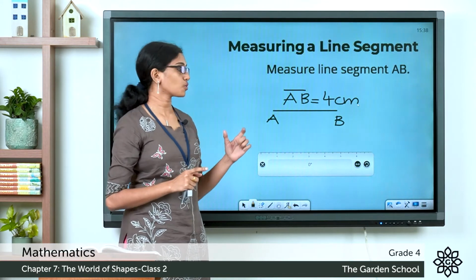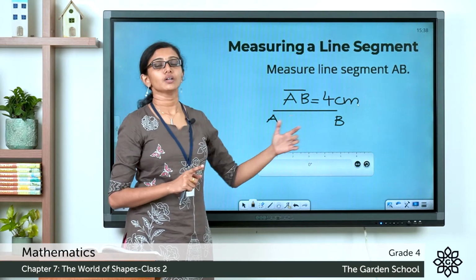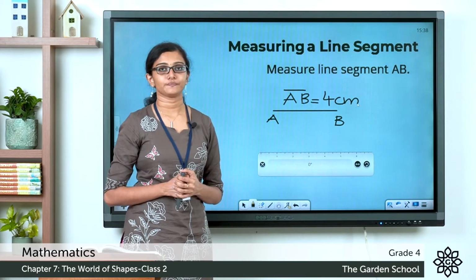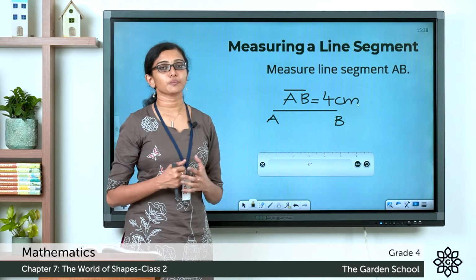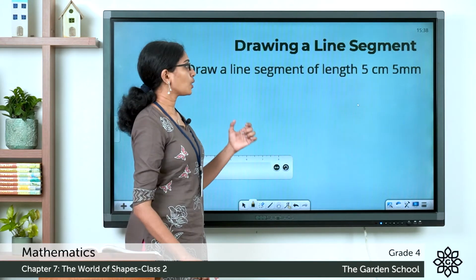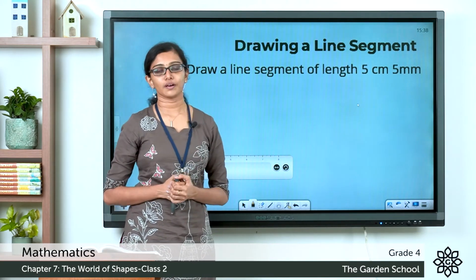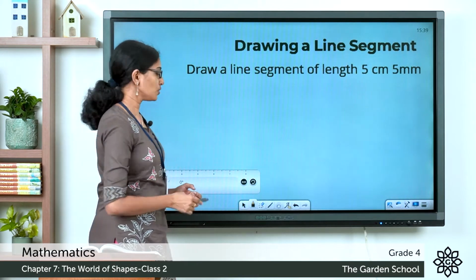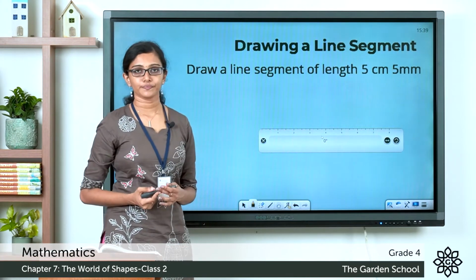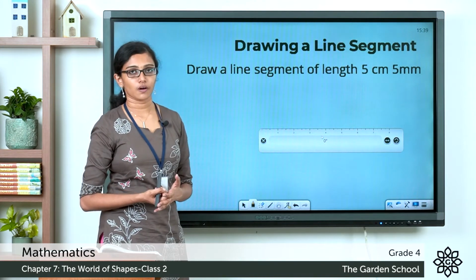First, place the 0 marking of the ruler on one endpoint of the line segment and note the marking corresponding to the other endpoint of the line segment. And it will give you the measurement of the line segment. Now, let's see how we can draw a line segment using a ruler. The first step is to place your ruler in your notebook. Then you are given the length of the line segment to be drawn.